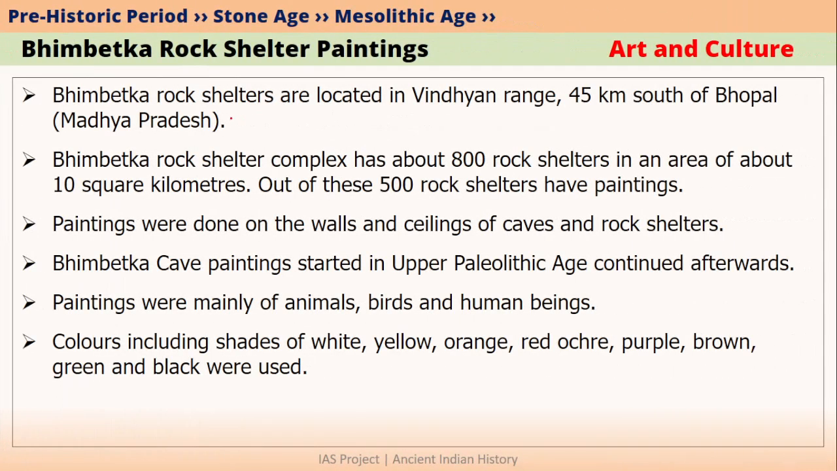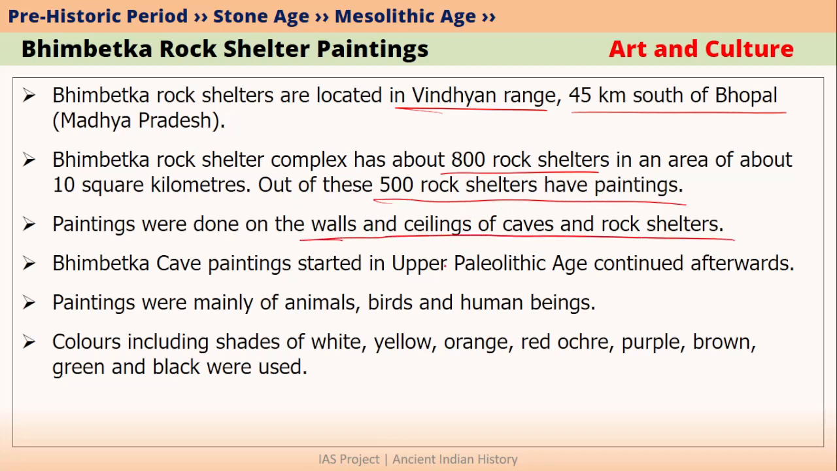If we talk about Bhimbetka, then Bhimbetka rock shelters are located in Vindhyan range and they are located towards the south of Bhopal, which is present in Madhya Pradesh. The shelter has actually more than 800 rock shelters. However, not all of these have cave paintings. About 500 rock shelters have cave paintings on them. Paintings were usually made on walls as well as ceilings of caves and rock shelters.